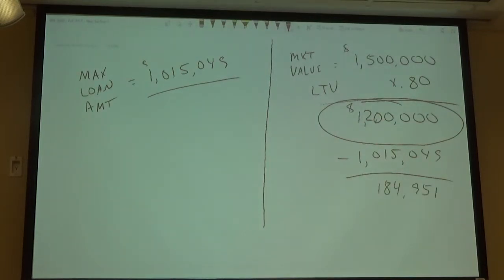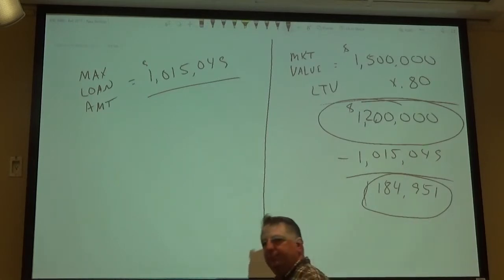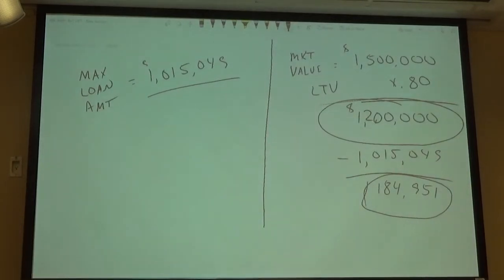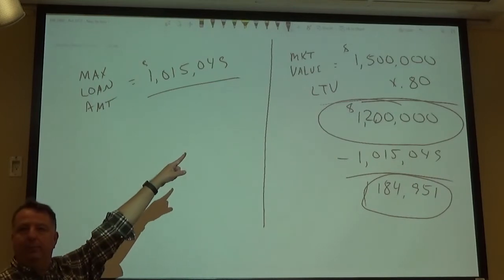$184,951. Okay. So what does that number represent? You needing cash? Excess money? Excess money that you need, or additional equity that you're going to need to contribute into the project. Because you're already contributing how much equity?